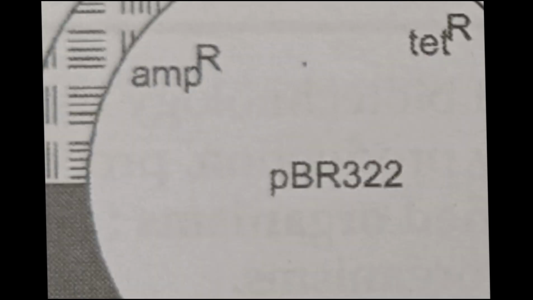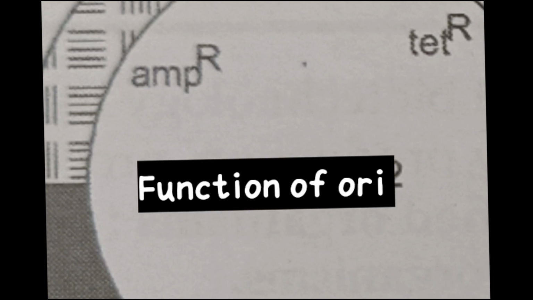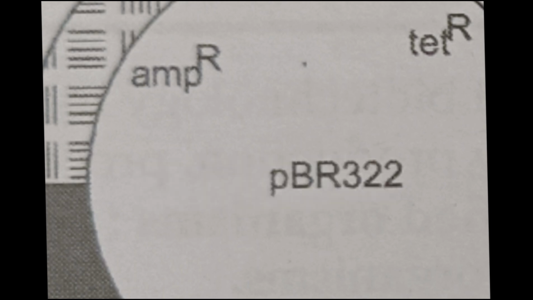Now, what is the function of the origin of replication? It starts the replication of the plasmid. Ampicillin resistance is resistance to ampicillin, and tetracycline resistance is resistance to tetracycline. Restriction sites allow the gene to be inserted, and insertional inactivation helps in identifying the recombinant plasmid.